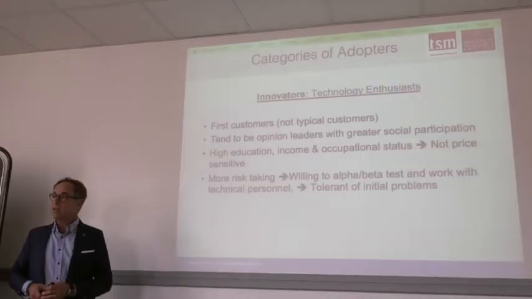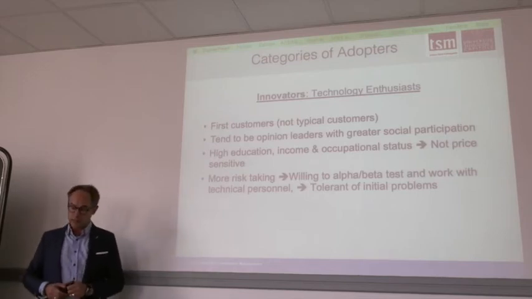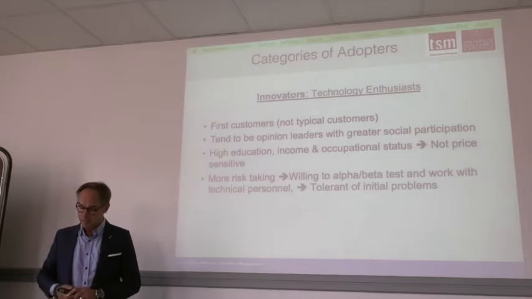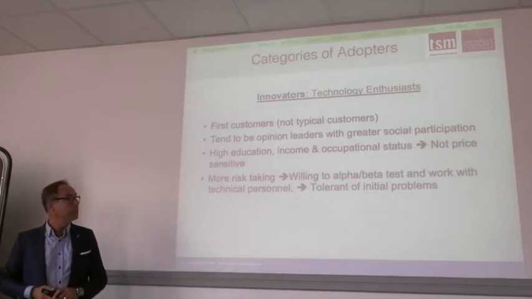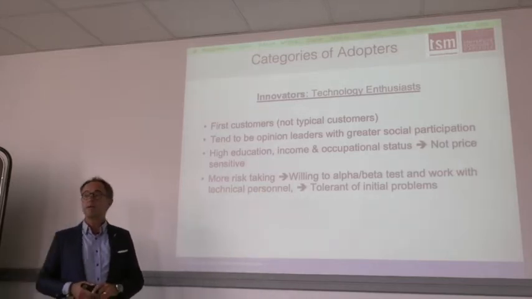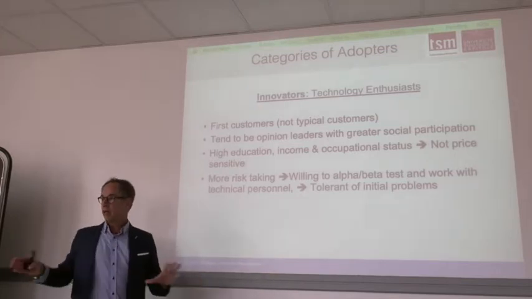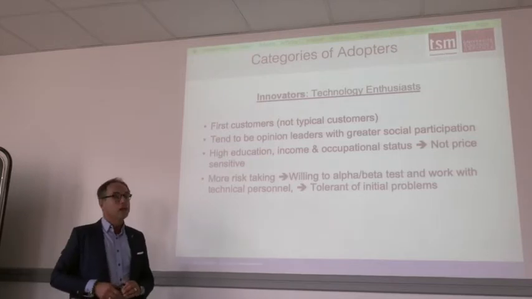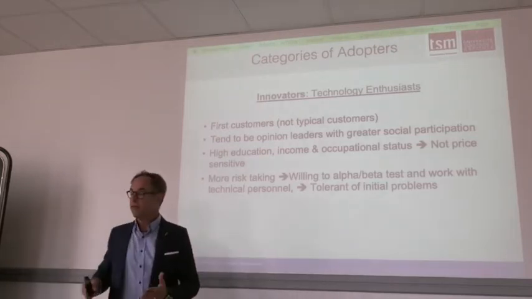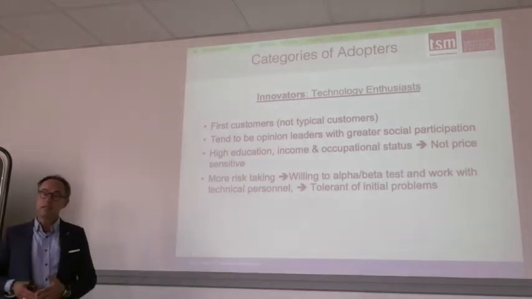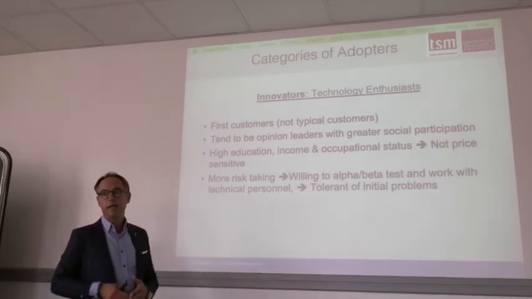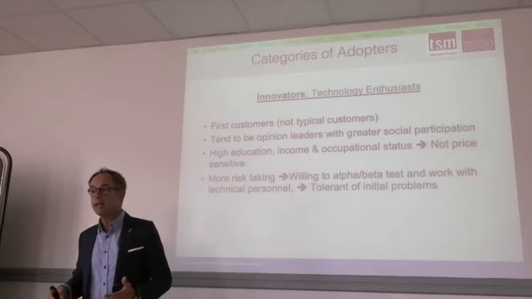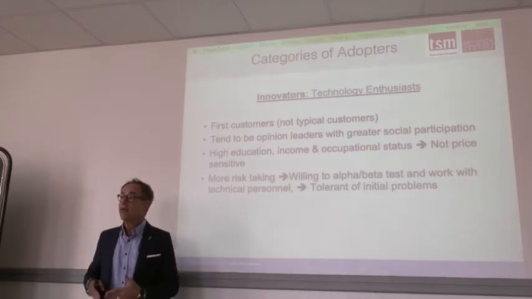Who are the innovators? So let's have a closer look at the different target groups. The innovators are the first customers. They are not typical customers. They tend to be opinion leaders with great social participation. So they are really involved in social networks. They are generally highly educated, so have high income, so they're able to buy a new product, an innovation. Because innovations are generally, in the first cycles, very expensive.